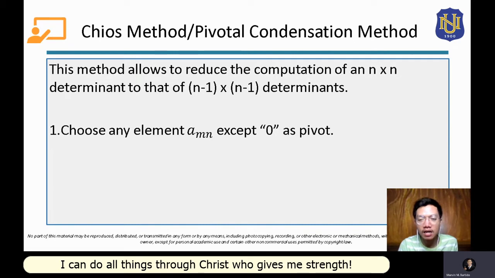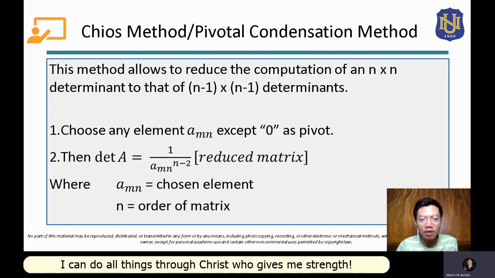So the first step is: choose any element a_mn except 0 as pivot. Our second step, we can determine the determinant of A by using this formula: 1 over a_mn raised to n minus 2, times the reduced matrix. In our example, we will talk about that reduced matrix. So here a_mn is our chosen element. That is any element as long as that element is not 0. So you cannot choose a 0 element from your matrix as your pivot.